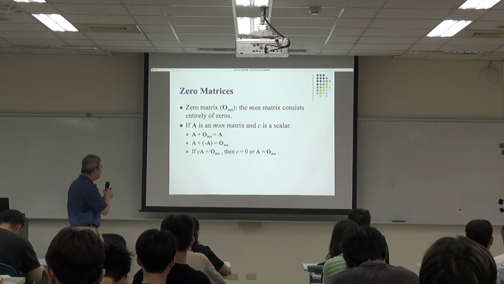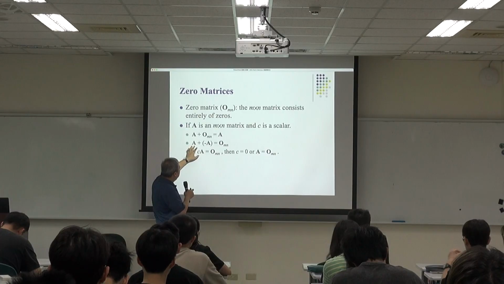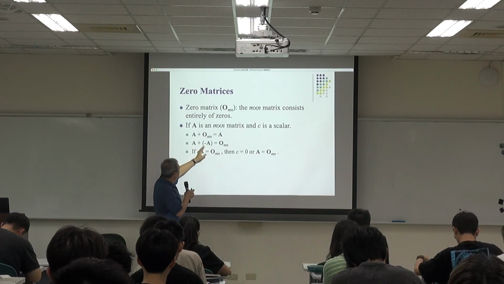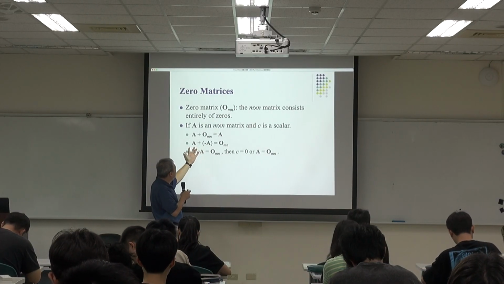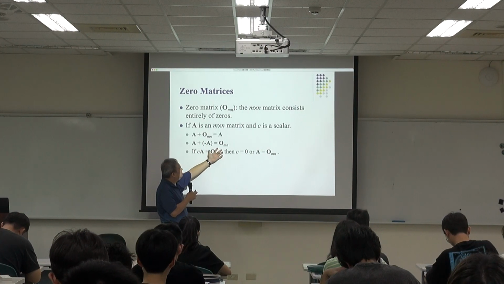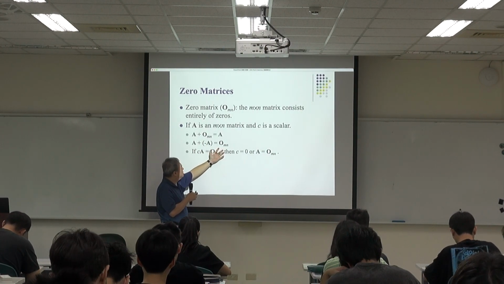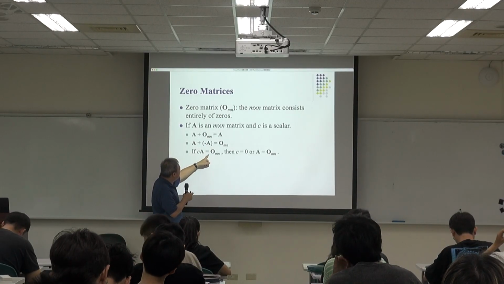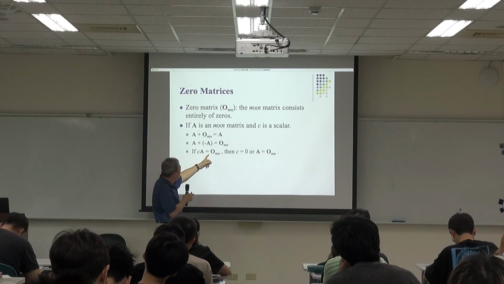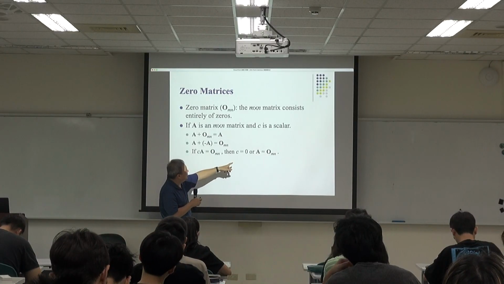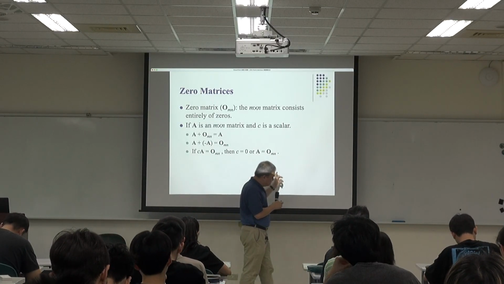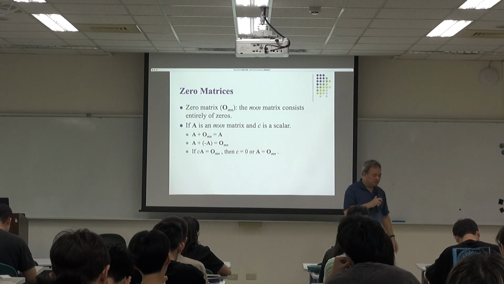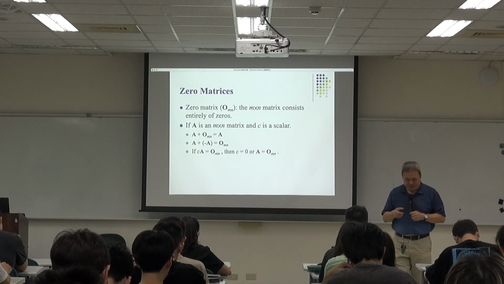Or if A plus negative A, every element cancels out each other, so you obtain an O matrix, a zero matrix. Or if CA equals zero, then either C is zero or A is the zero matrix. Okay, this is very obvious, right?